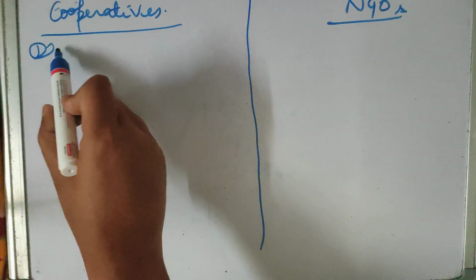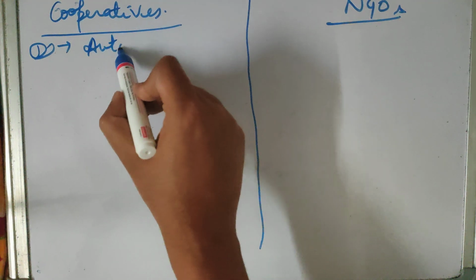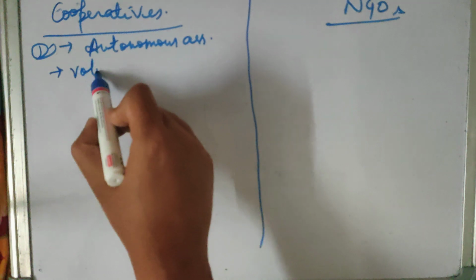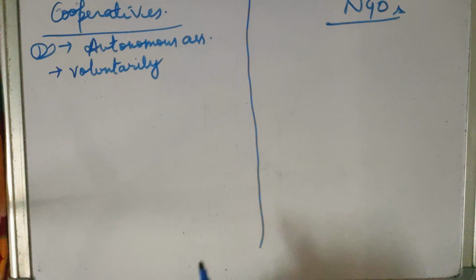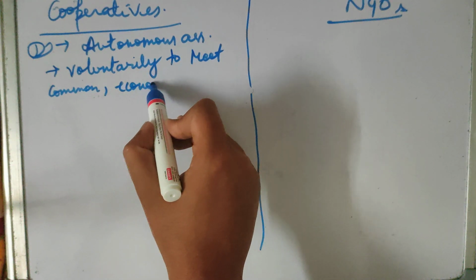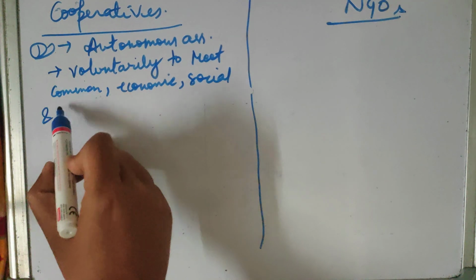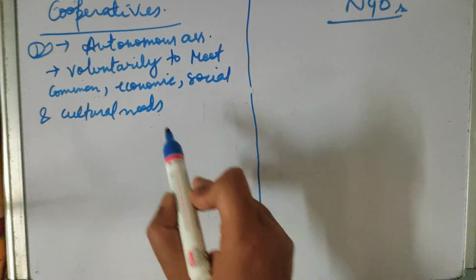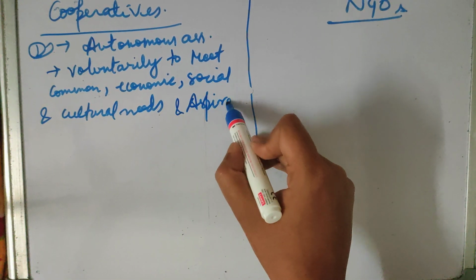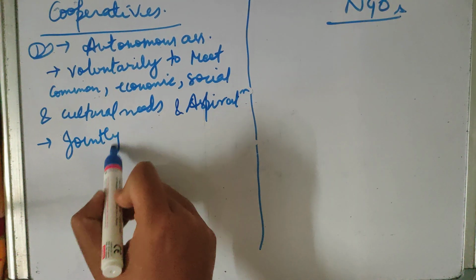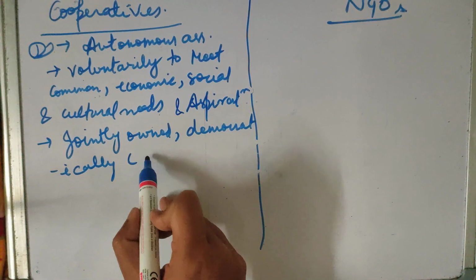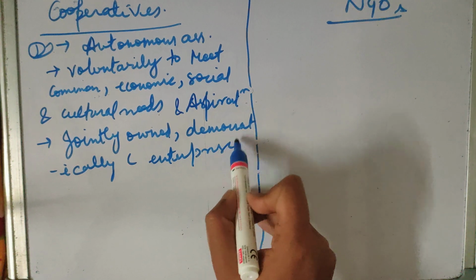First of all, cooperative societies are autonomous associations of persons united voluntarily to meet their common economic, social and cultural needs and aspirations through jointly owned, democratically controlled enterprises. So this is what a cooperative is.